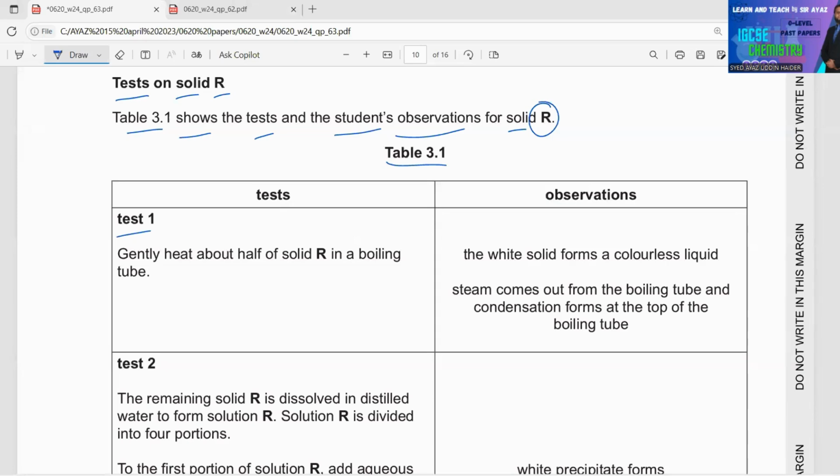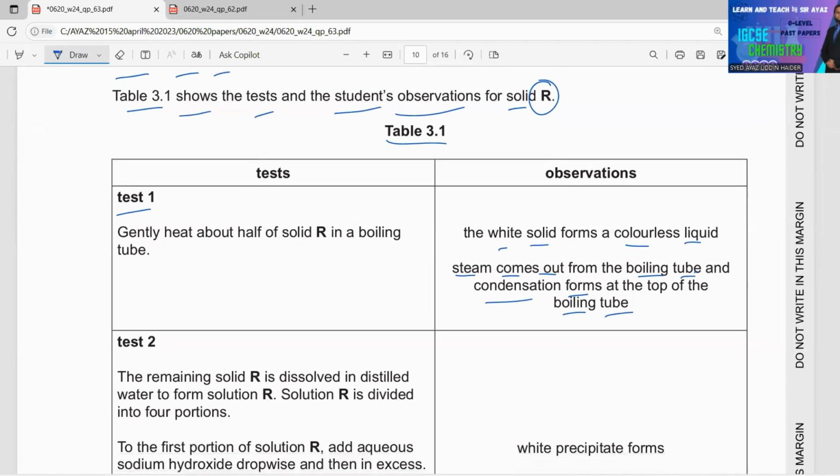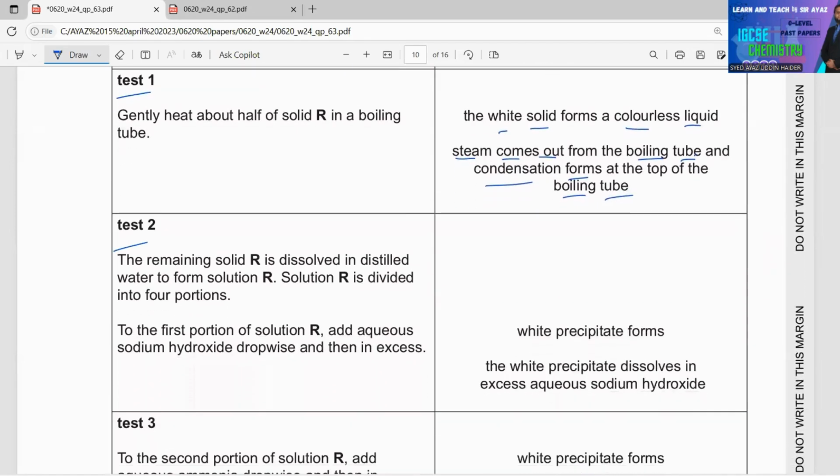In the observation, we have white solid forms a colorless liquid. Steam comes out from the boiling tube and condensation forms at the top of the boiling tube. In test 2, the remaining solid R is dissolved in distilled water to form solution R. Solution R is divided into 4 portions.